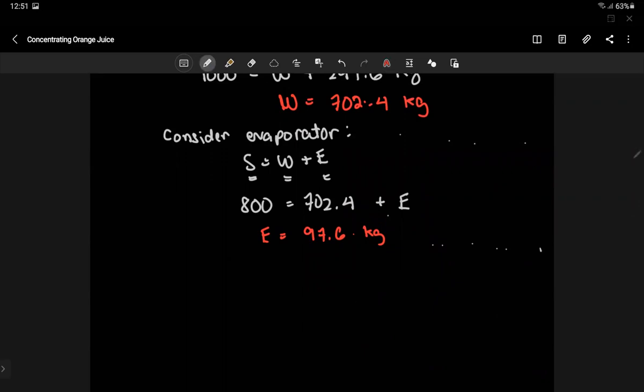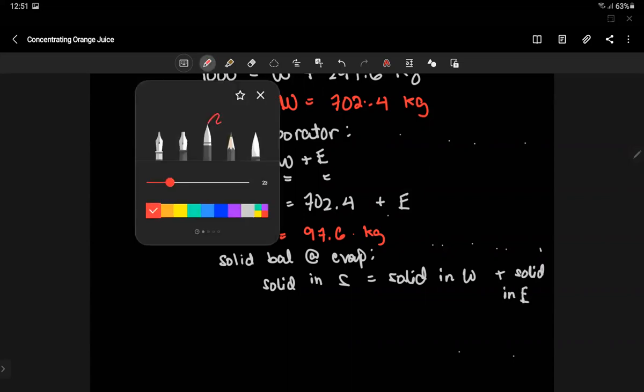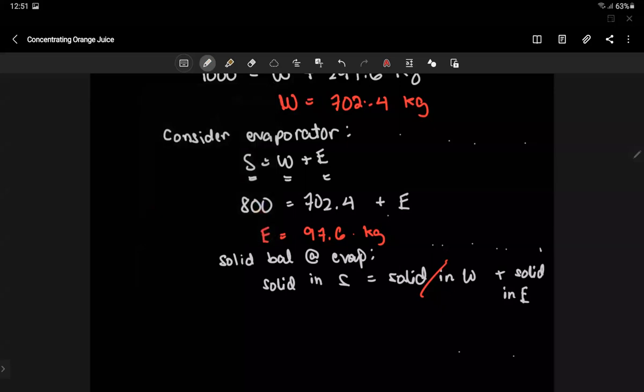Doon naman tayo sa component balance around the evaporator. So, maybe we can have solid balance around the evaporator. Okay? Just to write it here. Solid in S equals solid in W plus solid in E. But then again, wala naman talagang solid dun sa W kasi purely water lang siya. So continuing, solid in S is what? Do we have that value? Well, no, we don't have the composition. So unknown pa rin siya. So solid in S, okay, equals solid in E.